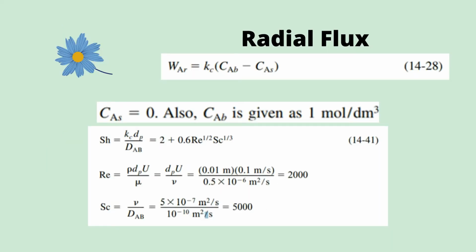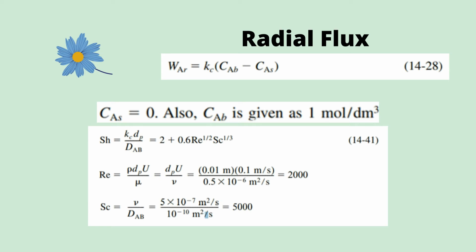So let us now proceed to the solution for the problem. We have the formula for the radial flux, which is W_Ar is equal to Kc times (CAb minus CAs). Because this reaction is assumed to occur instantaneously on the external surface of the pellet, CAs will be assumed to be equal to 0. Also, CAb is given as 1 mole per dm cubed, and we will use the Frössling correlation, which is the Sherwood number equal to 2 plus 0.6 times the Reynolds number raised to 1/2 and the Schmidt number raised to 1/3. So let us first solve the Reynolds number, which is equal to dp u over ν.